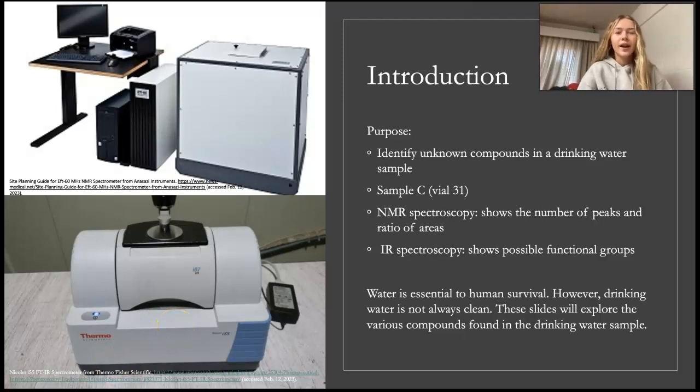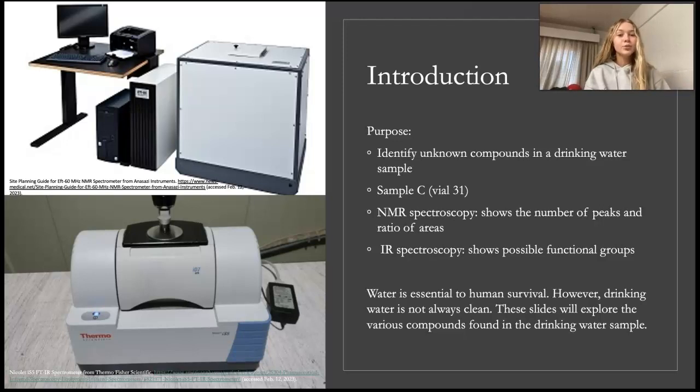Water is everywhere around us, and it is primitive for human survival. So, it is important that the water we humans are consuming, and that is around us in our surroundings, is clean. So, the purpose of this lab was to determine unknown compounds that were in our drinking water samples. The sample explored in this experiment is sample C, which is also known as vial 31.